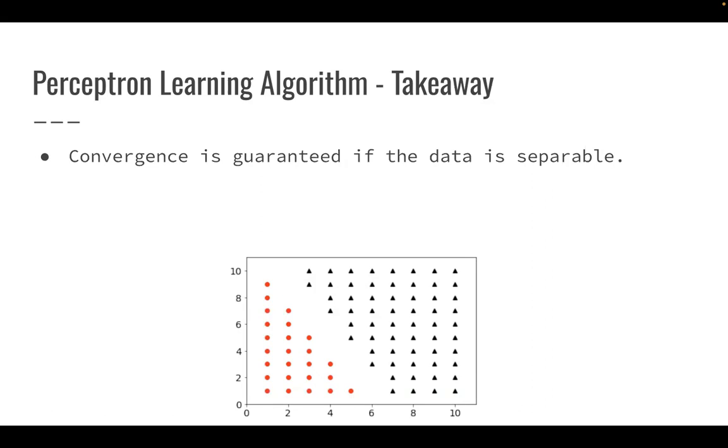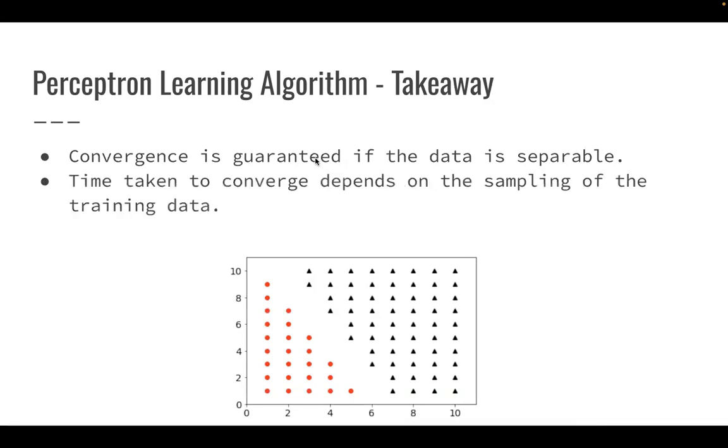Okay. Secondly, time taken to converge depends on sampling of training data. So basically, we sample training data in a random order, right? Now, it kind of depends on our luck, like how fast or how slowly we converge. It just depends on that random ordering, right?